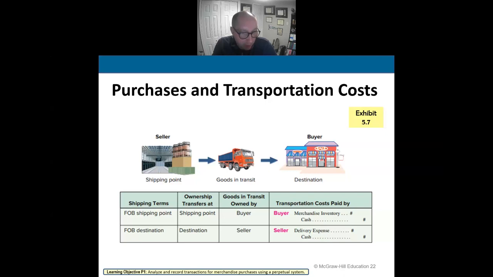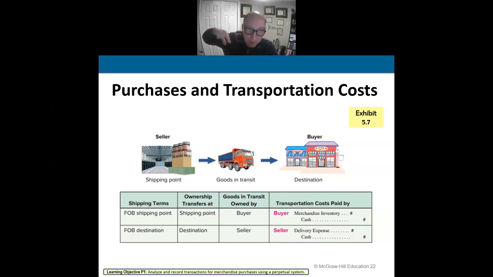FOB shipping point and FOB destination. Here's how it works. FOB shipping point, the ownership transfers at the shipping point. The shipping point is when it leaves me, the seller. It's the second that I give that product, that inventory, to UPS, you're now responsible for it.